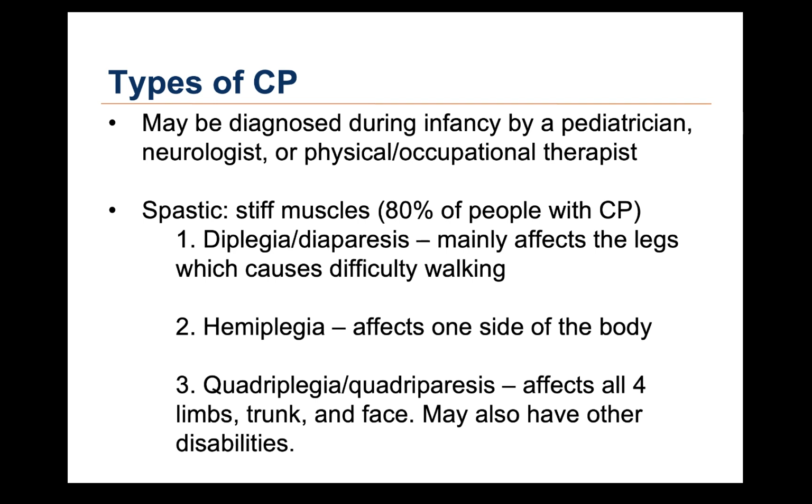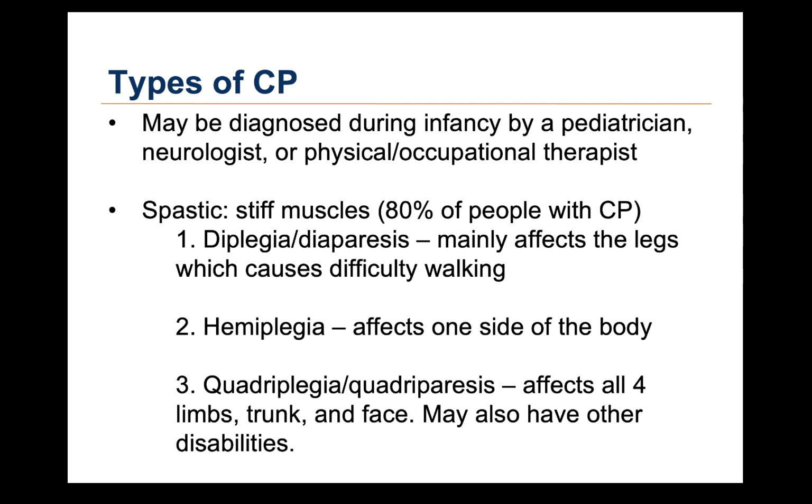The first type of CP is spastic CP, which affects about 80% of people with CP. Spastic CP is characterized by stiff or spastic muscles. Think about when you have a muscle spasm. Your muscles contract and you can't stop it from contracting. There are 3 different types of spastic CP which affect different body parts.